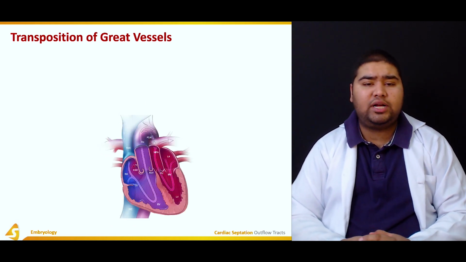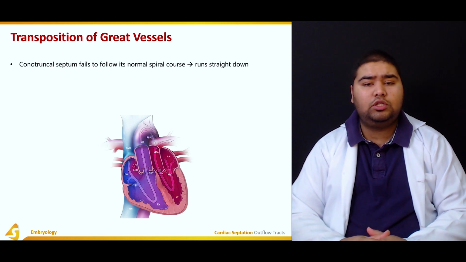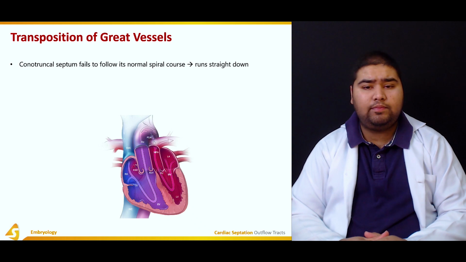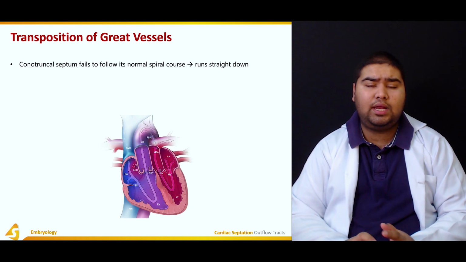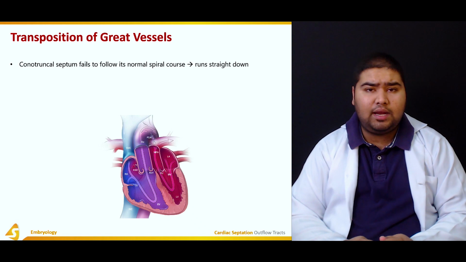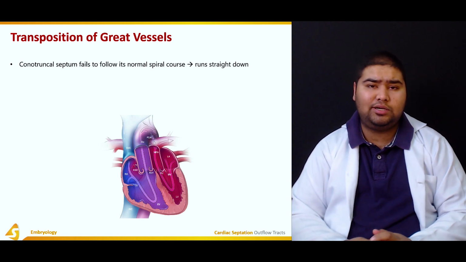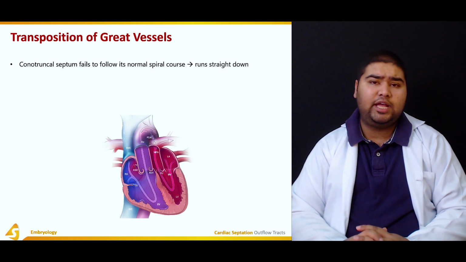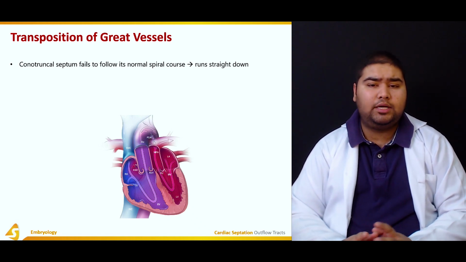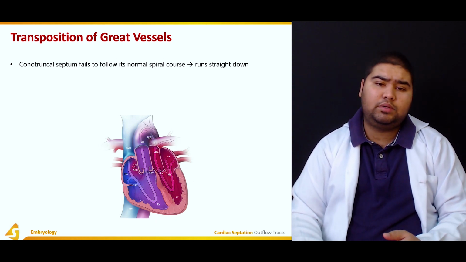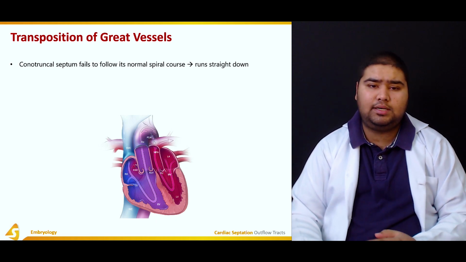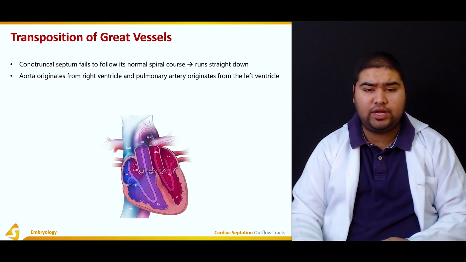So now let's talk about the transposition of the great vessels. Here the conotruncal septum fails to follow its normal spiral course. We talked about how the truncus arteriosus swellings, when they fuse with each other, spiral around each other to mimic the adult outflow tracts. However, if this spiraling fails to occur, transposition of the great vessels takes place. In this condition, the conotruncal septum follows a straight course.